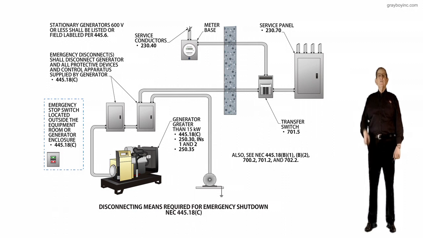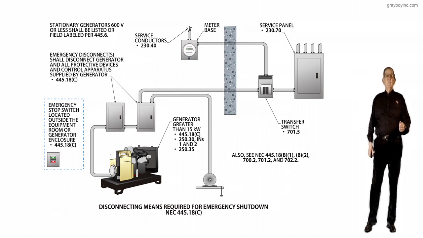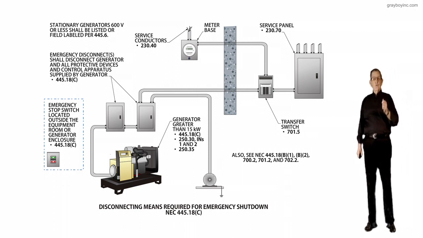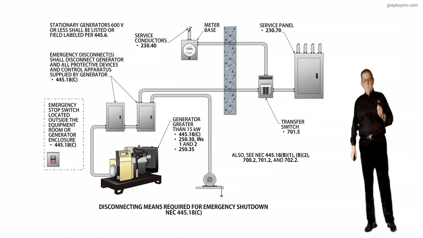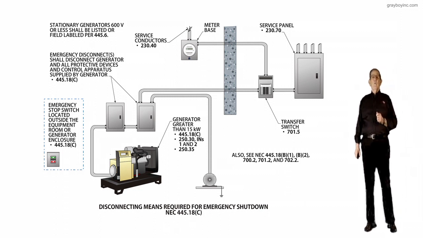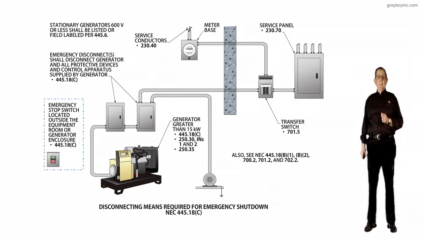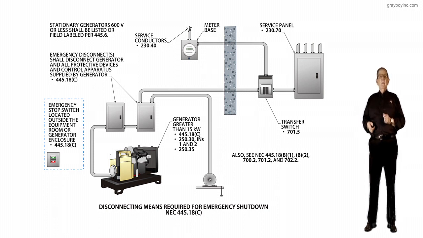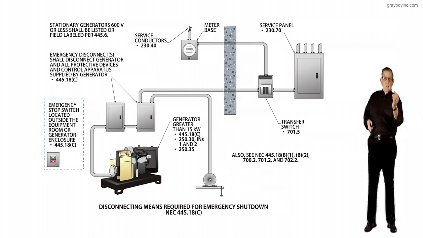Thirdly, looking at the arrows pointing to the enclosures to the left of the illustration: emergency disconnects should disconnect the generator and all protective devices and control apparatus supplied by the generator, in accordance with 445.18(C).